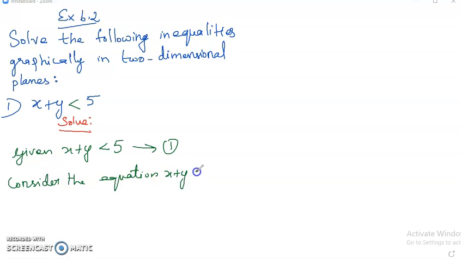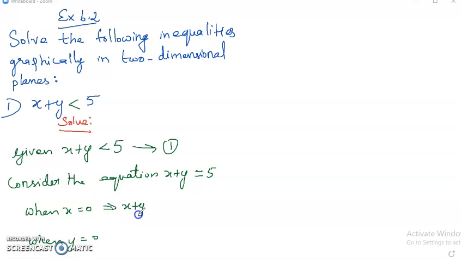x plus y is equal to 5. So you want to solve this. You substitute the values: when x is equal to 0, what is y, and when y is equal to 0, what is x, and find the points. Okay, so when x is equal to 0, what do you get?